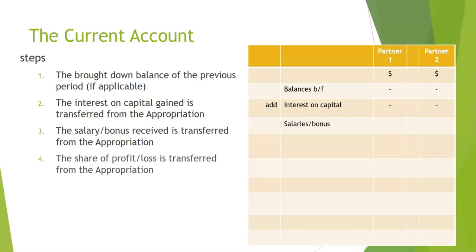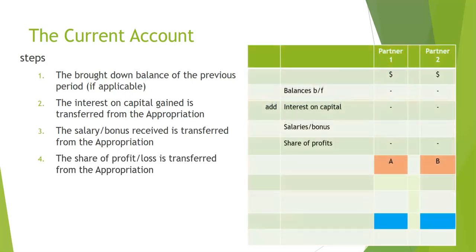Next step will be to add the share of the profit that they got when the profits were appropriated. So again, you see this is coming from the appropriation account. And so we record it here on the current account. So all those first four items would have shown the increase in equity of the partner.